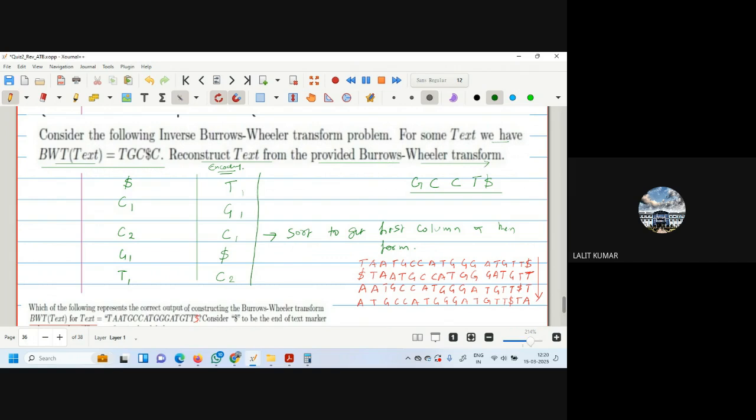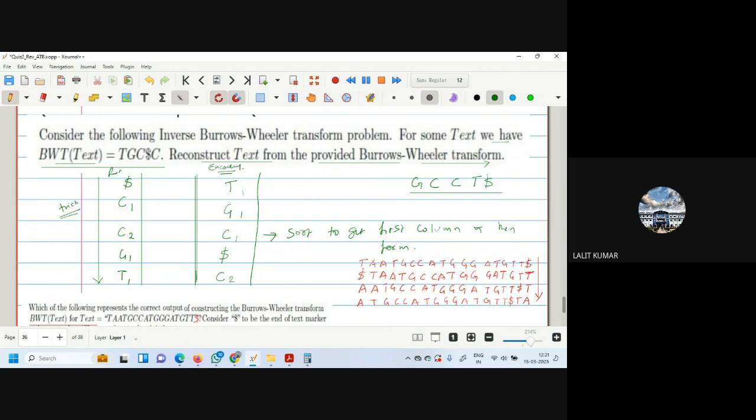And how to reconstruct the text from the provided Burrows-Wheeler transformation? There is a very simple trick. This is your encoded form. Now you know that this encoded form has come from the alphabetically ordered first column. So you do alphabetical sorting of this and you get the first column. So first dollar will come, then C1, C2, G1, T1. So this is the only trick.